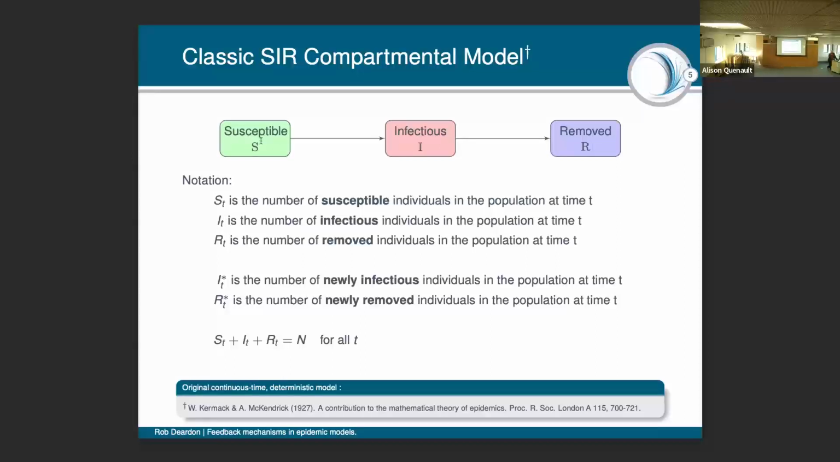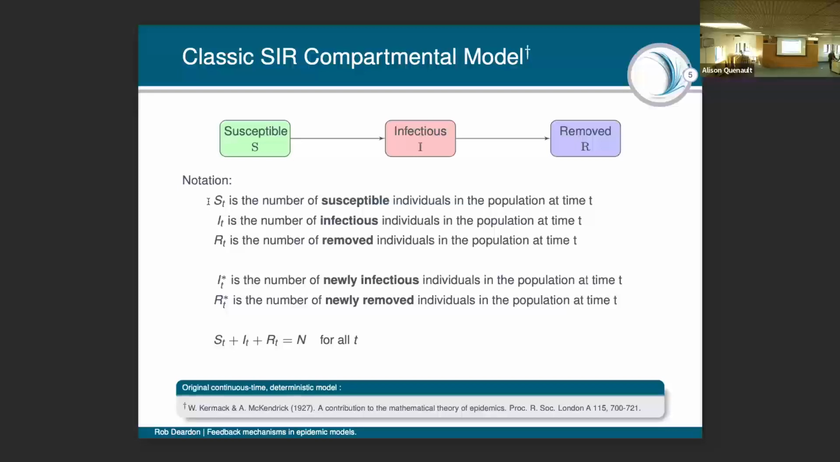If they contract the disease, they become immediately infectious, and later on, after their infectious period, they are removed from the population, which might mean they've recovered and gained immunity. It could mean they've died. It could mean they've gone into quarantine, right? But they're separated from the susceptible and the infectious population in some way.